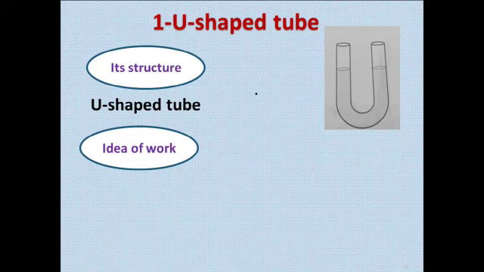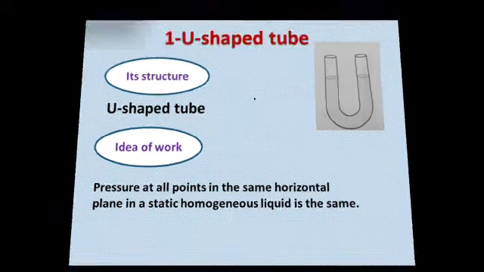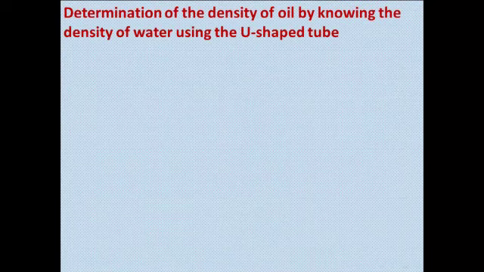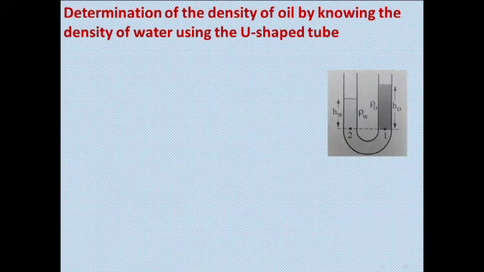Okay, the idea of how this U-shaped tube works: all points at the same horizontal level have the same pressure. Now we want to determine the density of oil by knowing the density of water using the U-shaped tube. If we pour an amount of water inside the U-shaped tube and then pour an amount of oil in this branch of the U-shaped tube, the oil will push the water to rise in the other branch.